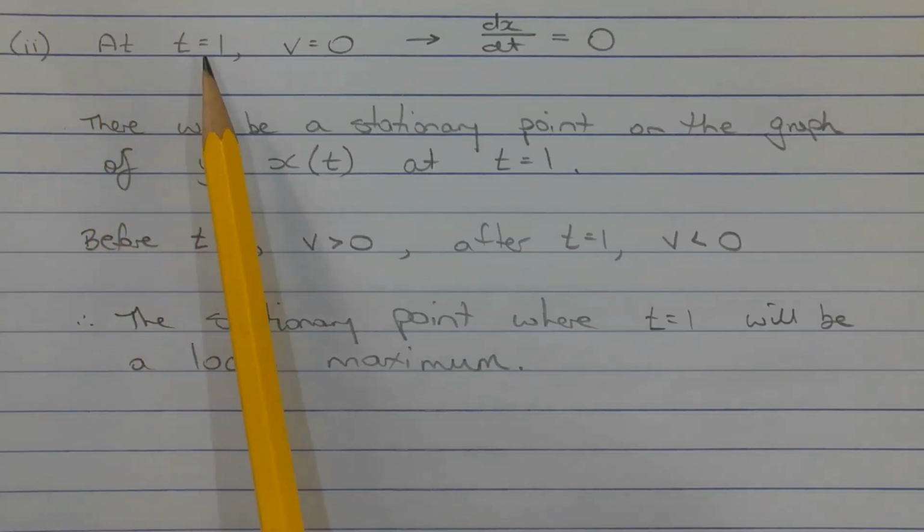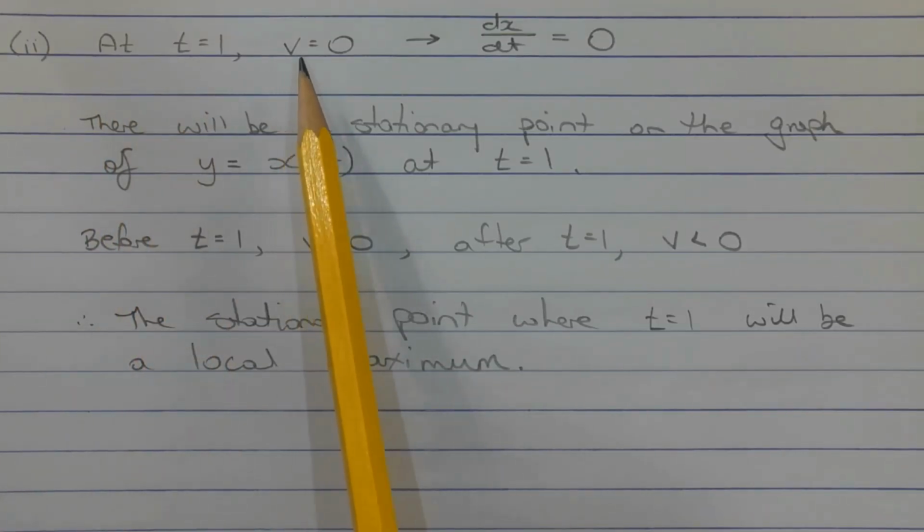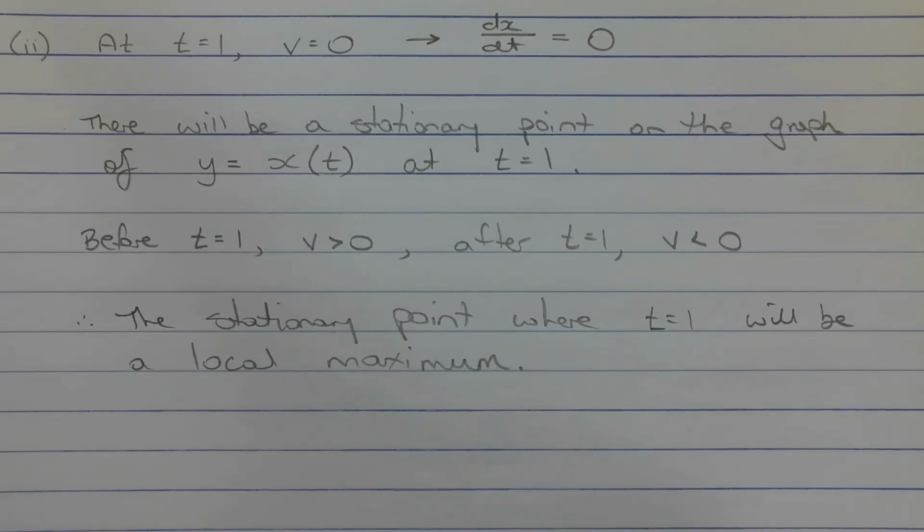At time t equals 1, the velocity of the pen is equal to 0 because that's where the graph crosses the horizontal axis. And this implies that dx/dt, which is the rate of change of the position of the pen with respect to time, is equal to 0. So this means there'll be a stationary point on the graph of y equals x of t at time t equals 1.